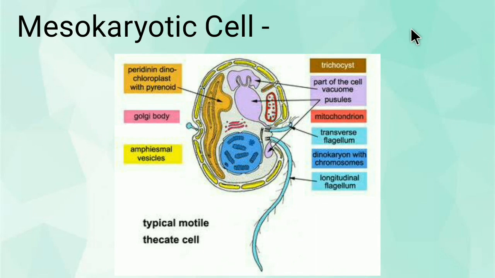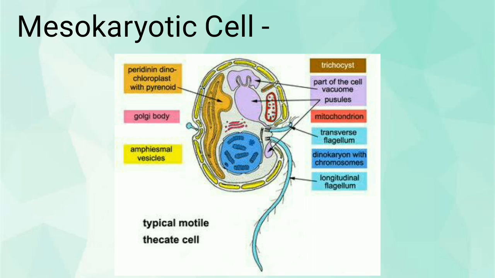In the previous video, we saw that apart from eukaryotic and prokaryotic cells, the scientist Dodge found a new type of cell called the mesokaryotic cell. So, what is a mesokaryotic cell? Those types of cells that are intermediate between prokaryotic and eukaryotic types are called mesokaryotic cells. The cells of certain algae like Gymnodinium, Peridinium, etc. and protozoans like Noctiluca are examples of such cells.